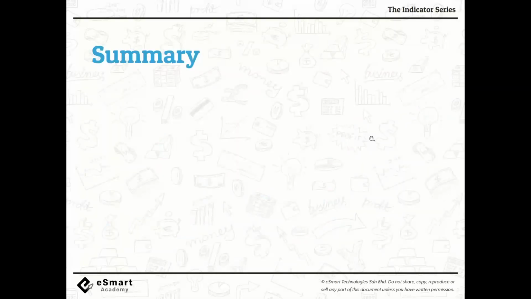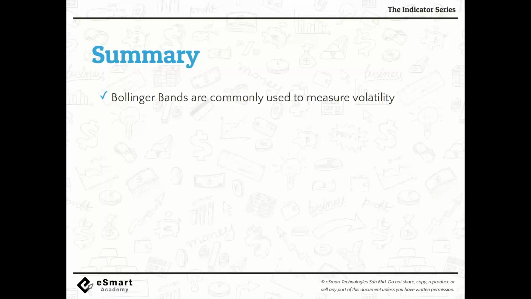Before we go into the live chart and apply all this that we talked about, and if you have any questions, I'll answer them, let's do a very quick summary. Bollinger Bands are commonly used to measure volatility. Volatility again is a measurement of how much price is moving. Is it very quiet or is it moving very fast?